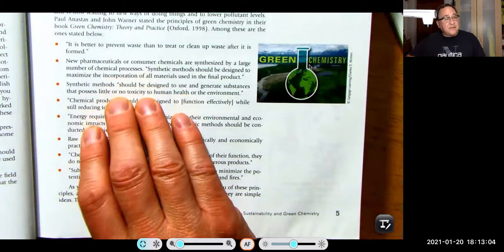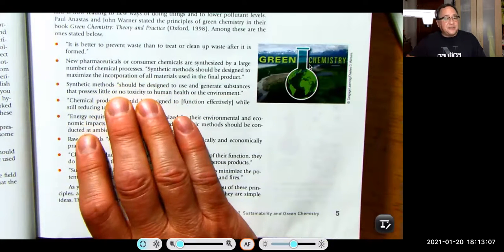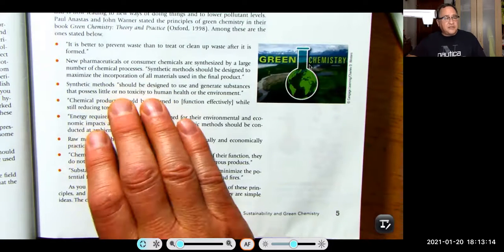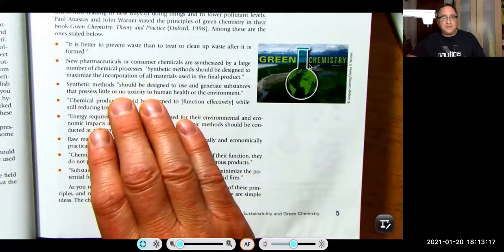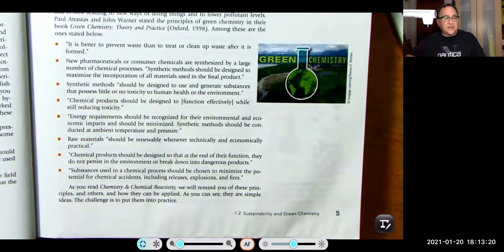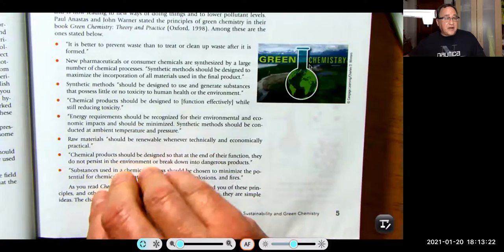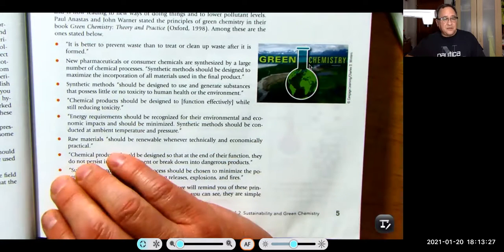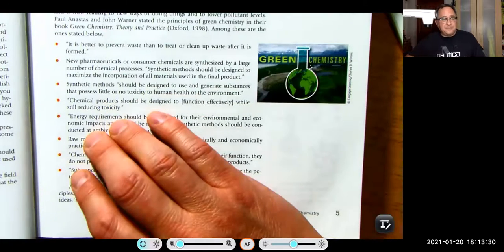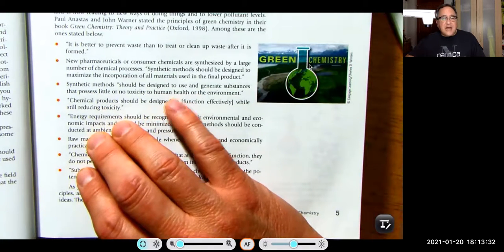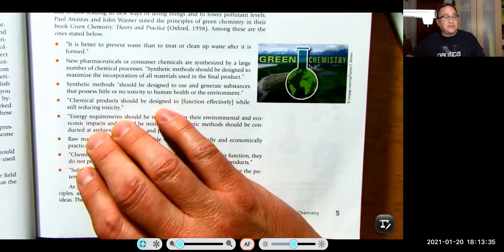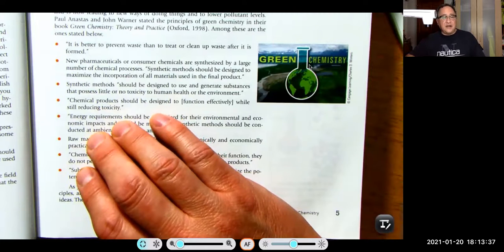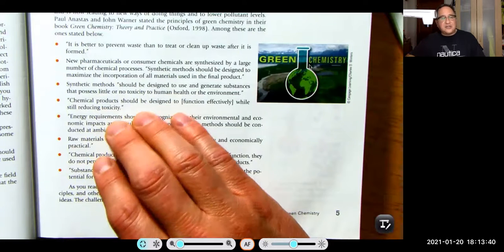Next, synthetic methods should be designed to use and generate substances that possess little or no toxicity to human health or the environment. So the focus here is that we want to reduce toxicity. We don't want to make substances that are toxic. I would assume that this also means we don't want the waste to be toxic. So reduce toxicity. Chemicals should be designed to function effectively while still reducing toxicity. I'm not sure how this adds to the whole discussion.